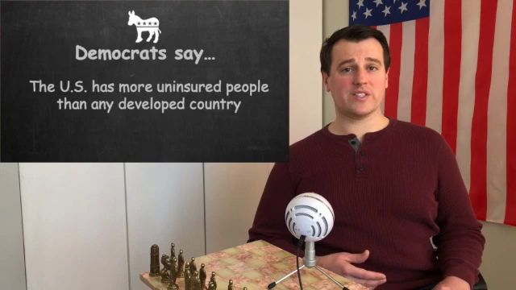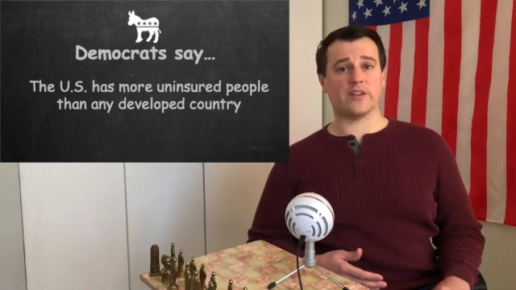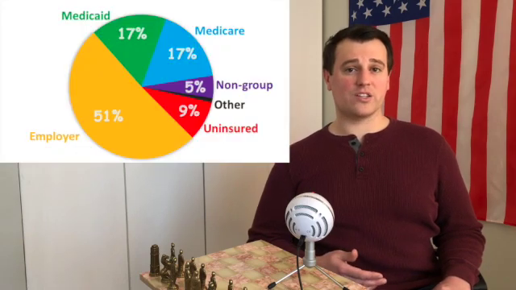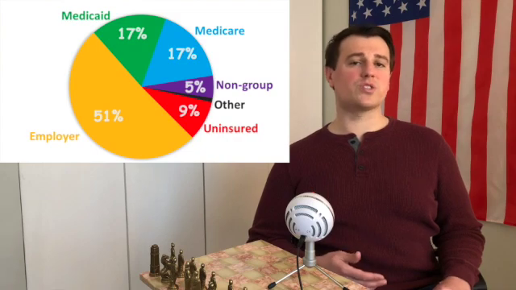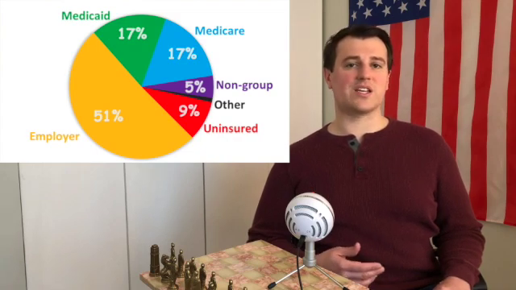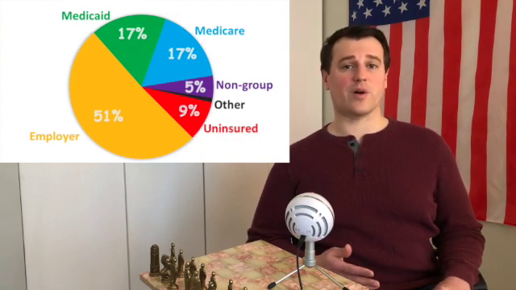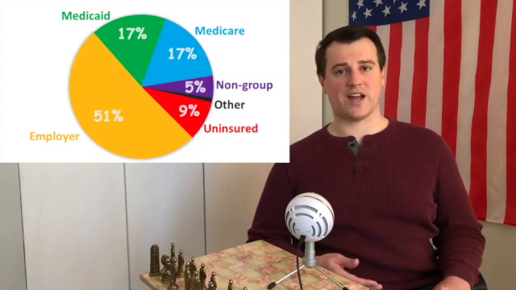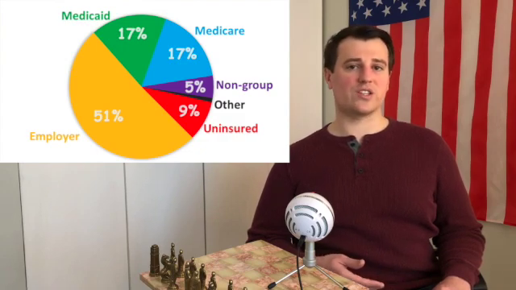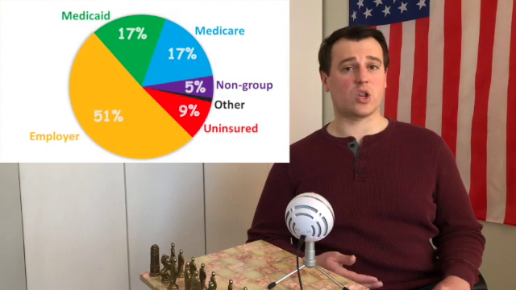The second argument is that we have lots of uninsured people, and that's also true. 9% of Americans don't have health insurance at all. In most other developed countries, the government either automatically covers everybody or every person's required to get health insurance. So uninsured rates in other countries are basically close to zero.